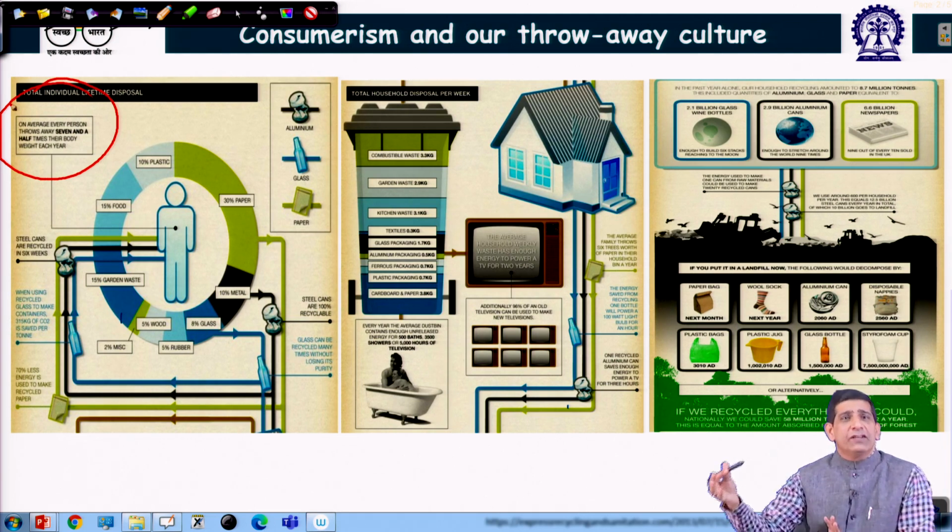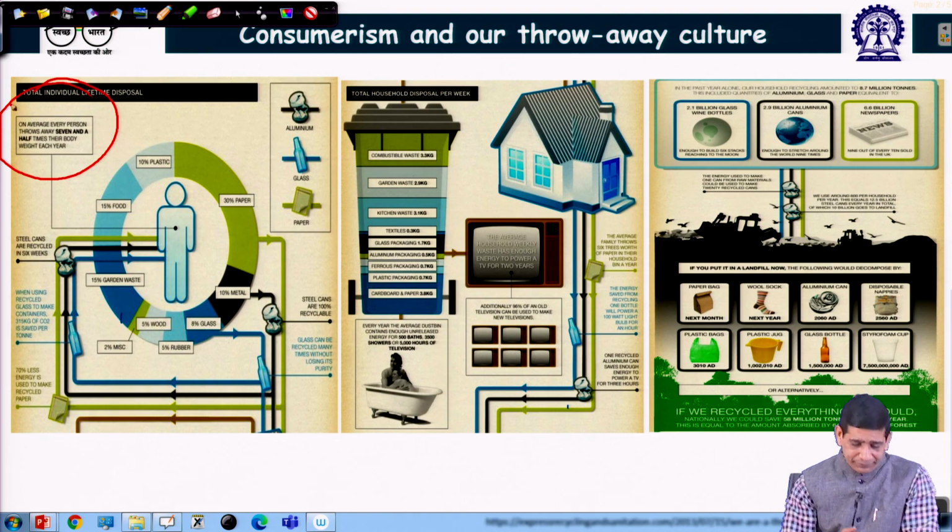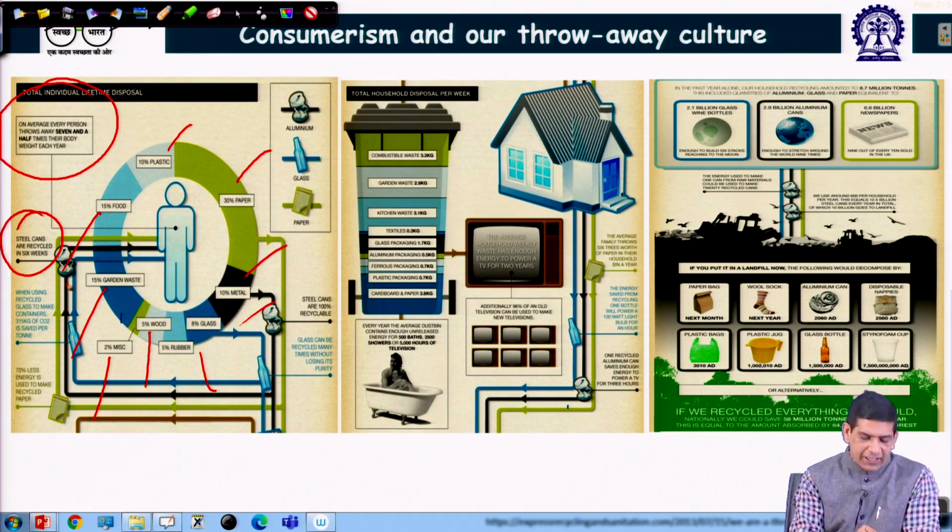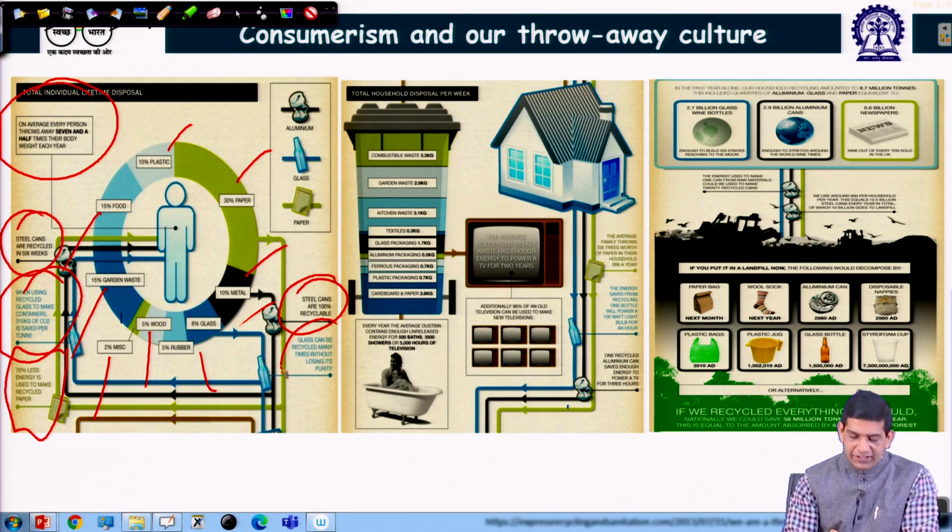But we are also moving towards the so-called Western lifestyle, the so-called American dream lifestyle, where we will be reaching that level soon. If you look at the different materials out there, we have plastic, paper, metals, glass, rubber, wood, miscellaneous material, garden waste, and food waste. And if you want to recycle, steel cans can be recycled in 6 weeks. If you use recycled glass to make containers, we can save 355 kg of CO2 per ton of glass. Making recycled paper uses 70% less energy. Steel cans are 100% recyclable. Glass can be recycled many times without losing its properties or purity.